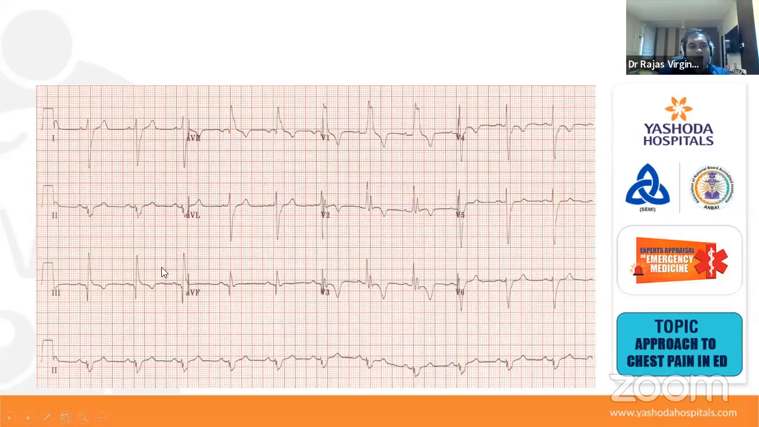This is the classic S1Q3T3 pattern on ECG, but it's rarely seen in a real context. You can see evidence of right heart strain as well, with right ventricular hypertrophy and a dominant S wave in V5 and V6.